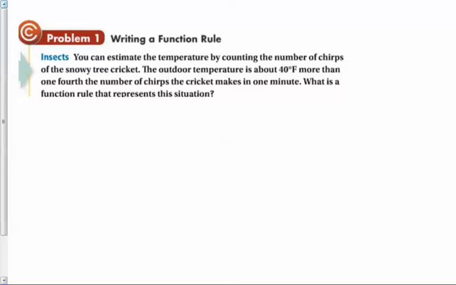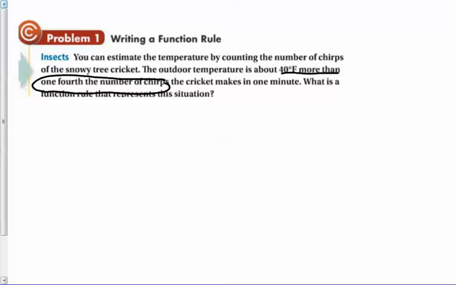Insects: you can estimate the temperature by counting the number of chirps of the snowy tree cricket. The outdoor temperature is about 40 degrees more than one fourth the number of chirps the cricket makes in 1 minute. What is a function rule that represents this situation? There are a couple things in here that I see: 40 degrees more than one fourth the number of chirps in a minute.